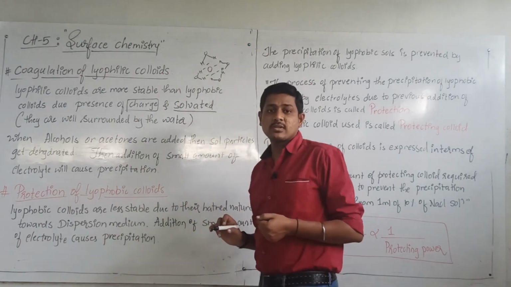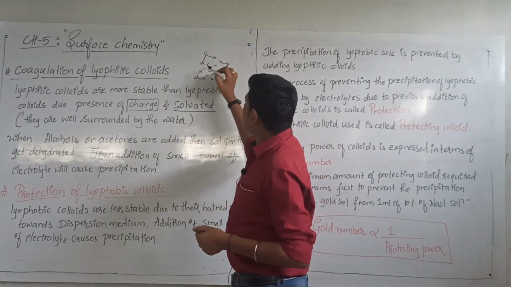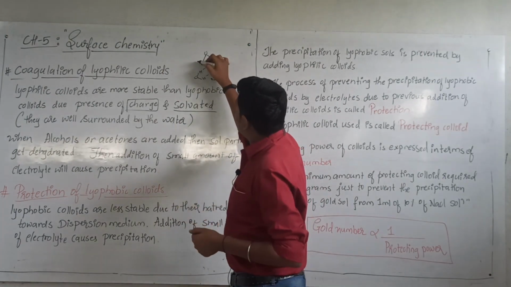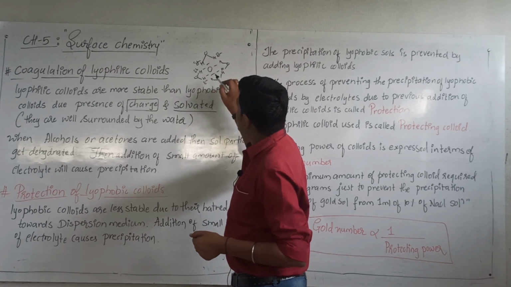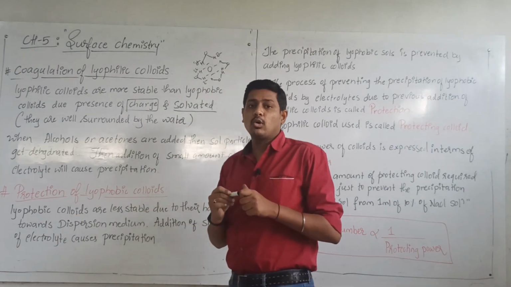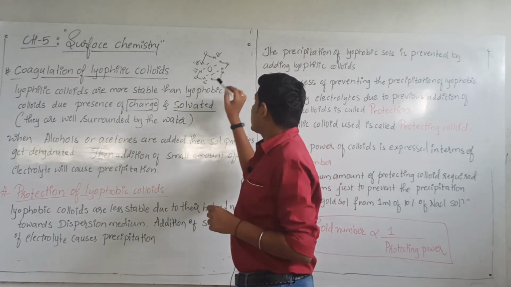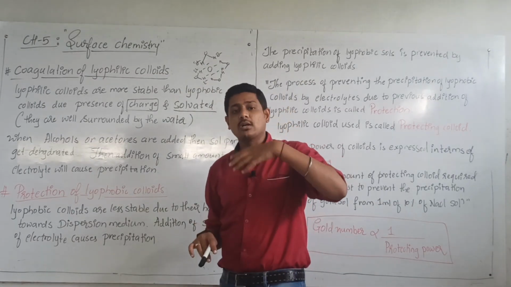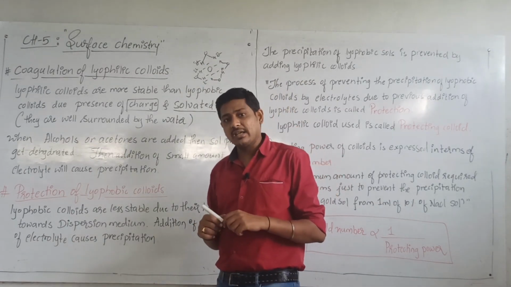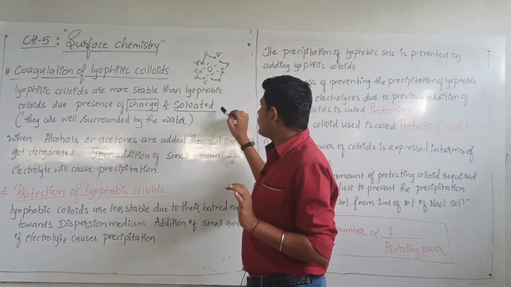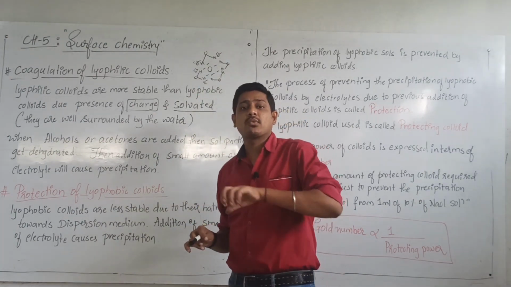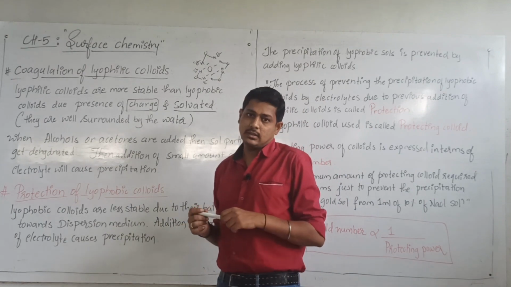Why will water molecules surround the particle? Because your colloidal particle is negatively charged and these hydrogens carry a partial positive charge, isn't it? So like this, the water molecules will surround your colloidal particles. This forms a certain type of protecting layer around the lyophilic colloids. Solvated means this: the water molecules will surround your colloidal particle.